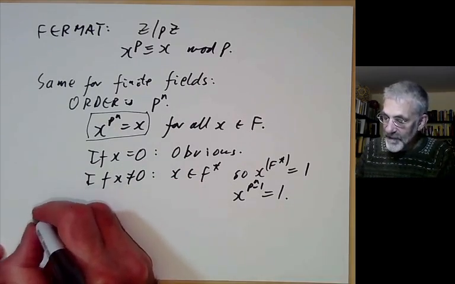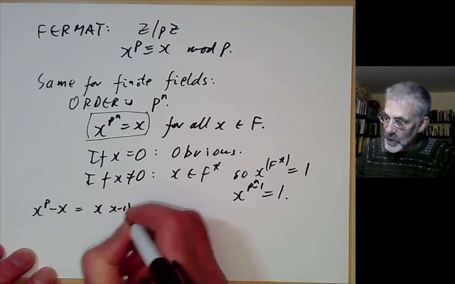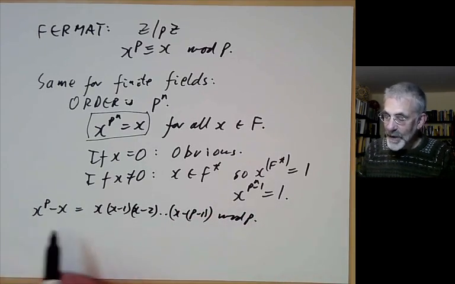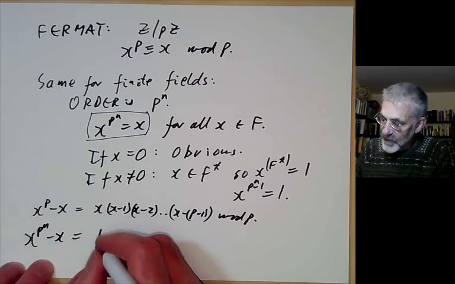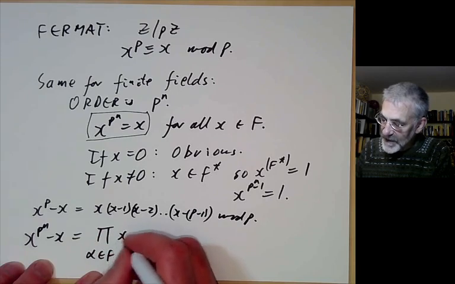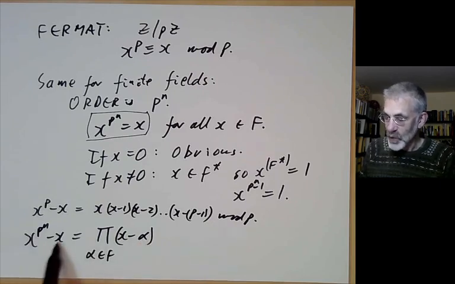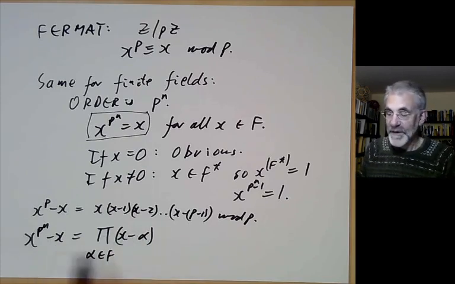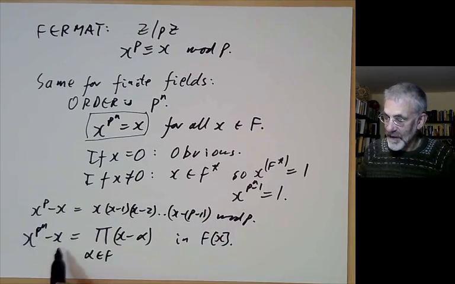Now, we saw earlier that if we work with the integers modulo p, then x to the p minus x factorizes as x times x minus 1 times x minus 2 up to x minus p minus 1. That's mod p. We can do something similar over any finite field. We find that x to the p to the n minus x factorizes as the product over all alpha in the finite field of x minus alpha. And the proof is much the same. We notice that all elements alpha of the finite field are roots of this polynomial by the generalization of Fermat's theorem. So this polynomial must be divisible by this polynomial. And then we notice they both have the same degree and the same leading coefficients, so they must actually be the same. So this always holds in the ring of polynomials over any finite field.